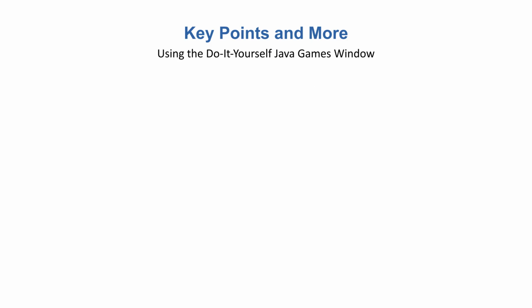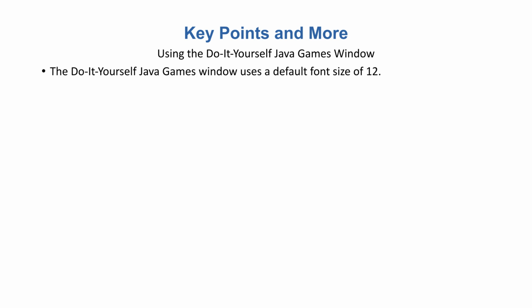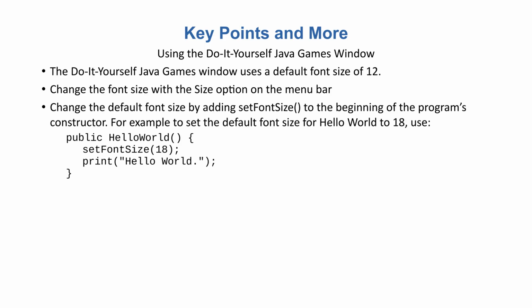Key points and more. Using the Do-It-Yourself Java Games window. The displayed window uses a default font size of 12. The window menu has an option to change the size of the font after the window is opened. To change the default font size used for any of the programs in this book, call setFontSize at the beginning of the program's constructor. For example, to change the default font size for Hello World to 18, use the code shown here.